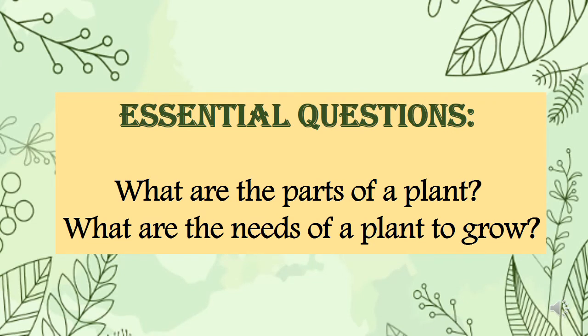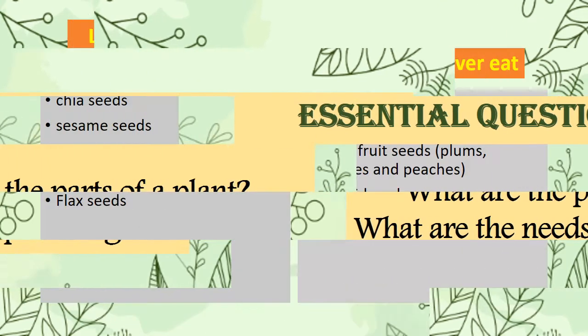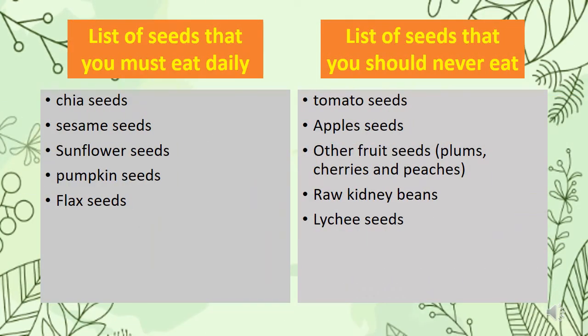Here are the essential questions for this lesson. What are the parts of a plant? What are the needs of a plant to grow? Most plants come from seeds. There are seeds that we can eat, and there are some seeds that we should never eat.